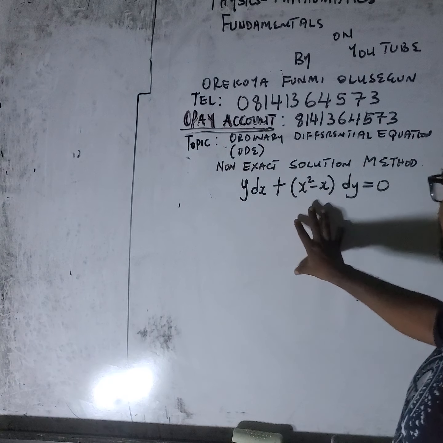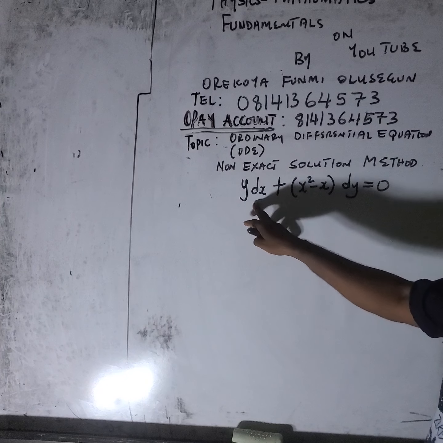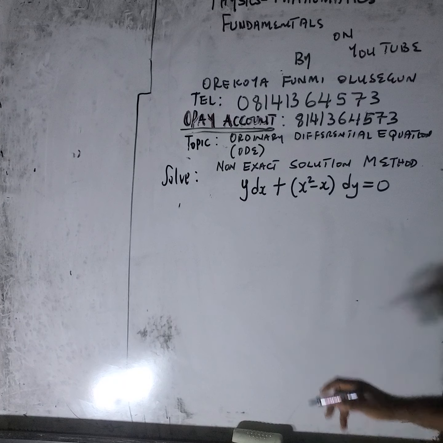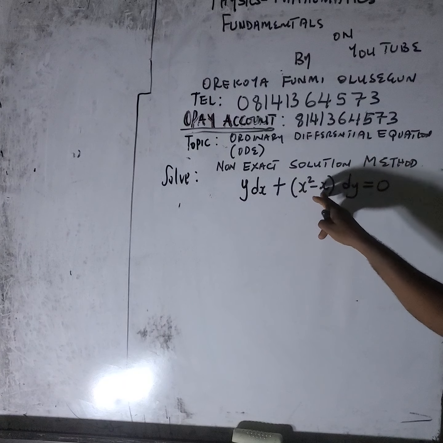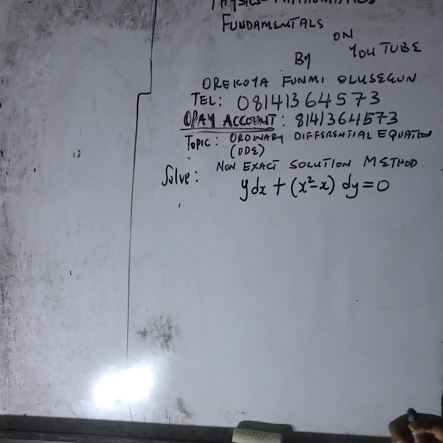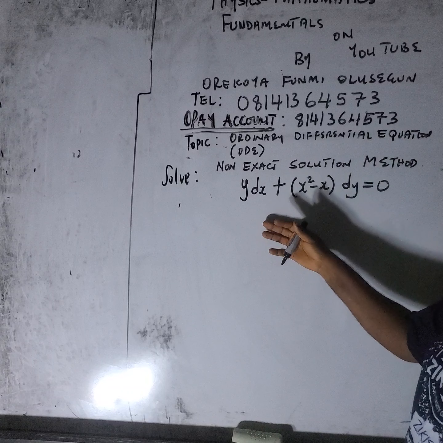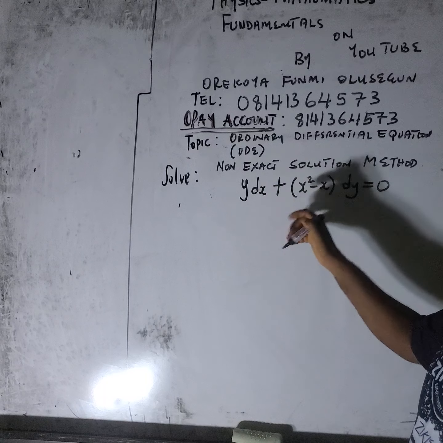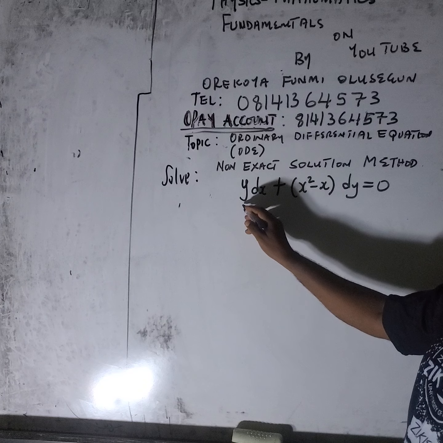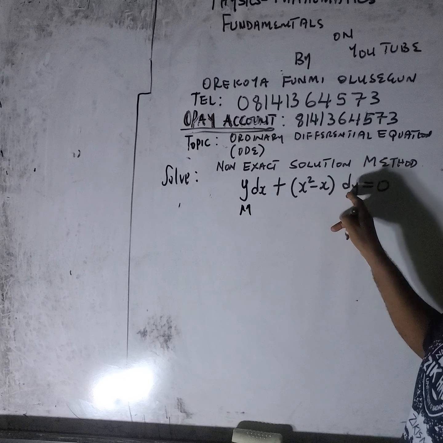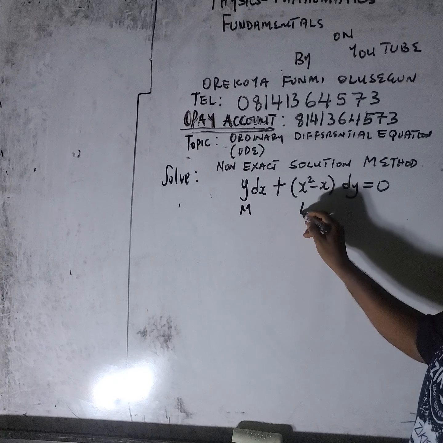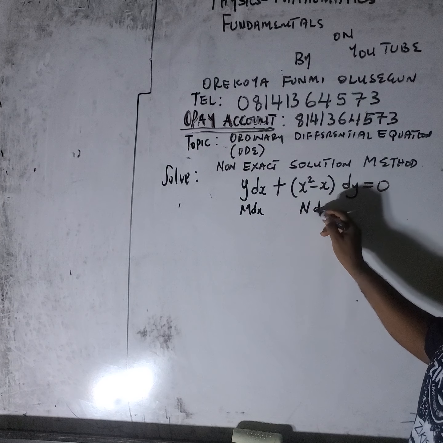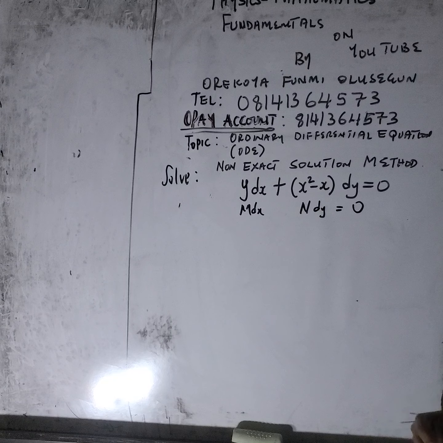Now let's look at this question here. We are given this question, we are asked to solve. We are given y dx plus x squared minus x dy is equal to 0. First thing I would like to do is to put each expression as a single letter. I'll write the expression before dx as my M, and the expression before dy as my N. So I'll write this as M dx, then this as N dy, equal to 0.